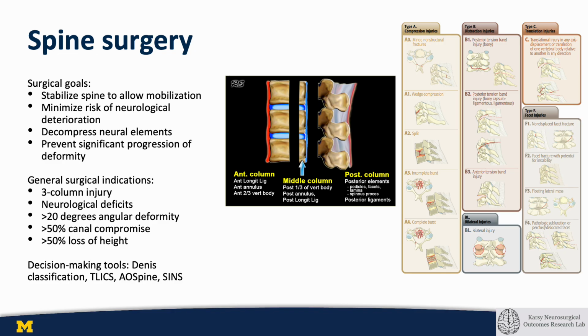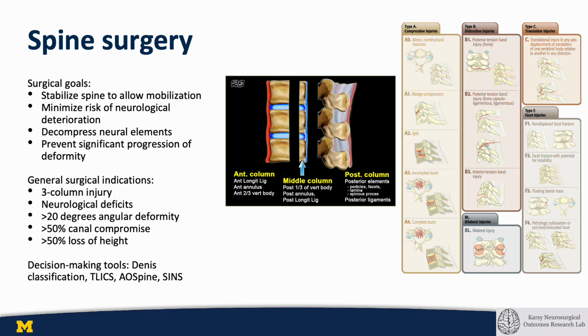Whereas once you start getting into the complete burst fractures and you start having impingement of the spinal canal with a fragment, then you might start considering surgery. The type B and C injuries, the distraction and translation injuries, these oftentimes need surgery. And this sort of classification is shown here for the cervical spine, but also there's an equivalent one for the thoracic and lumbar spine.